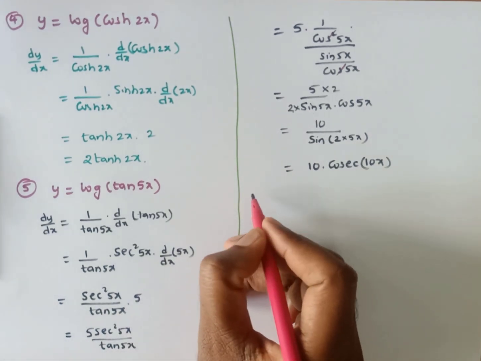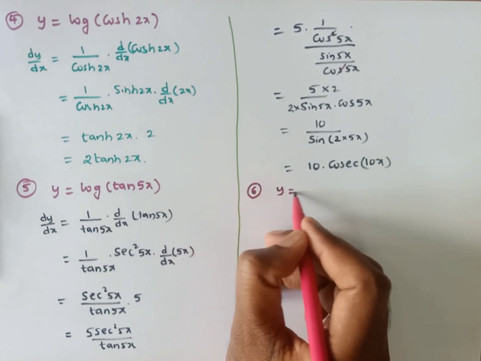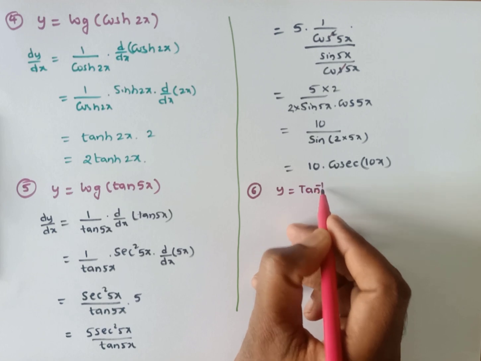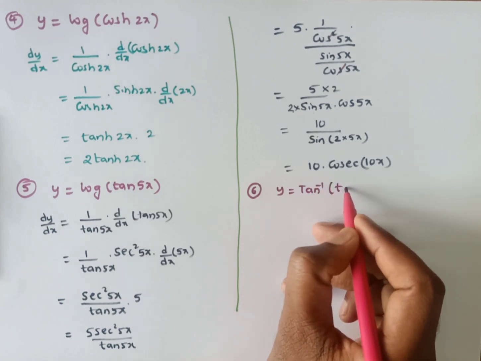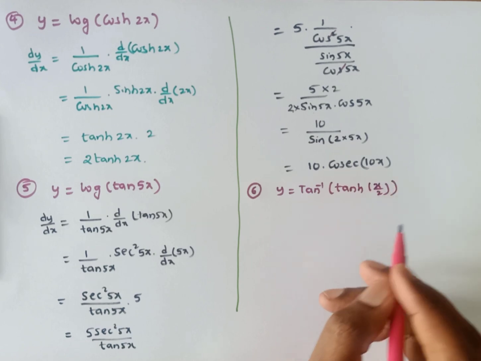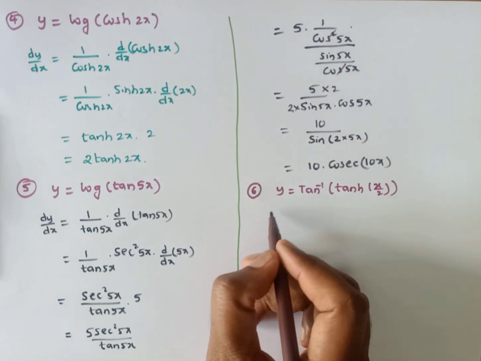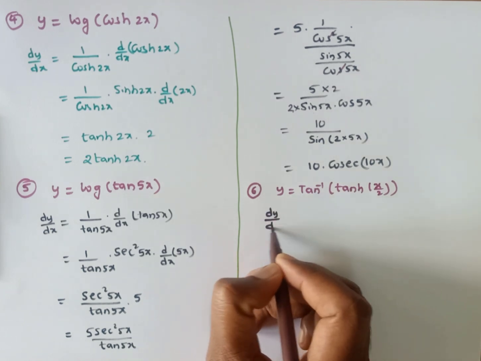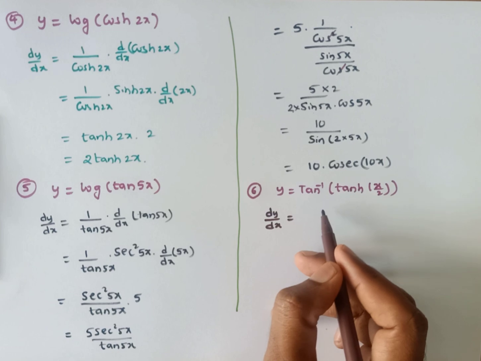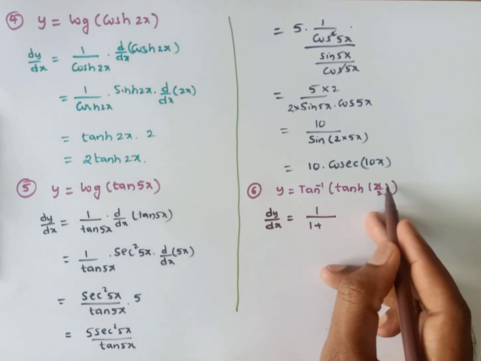Then the sixth problem, y equals tan inverse of tan h of x by 2. So one is a hyperbolic function and the other is a trigonometric function. Okay, you know how to apply the derivative for this. Now dy by dx is equals to, the derivative of tan inverse is 1 by 1 plus x square.